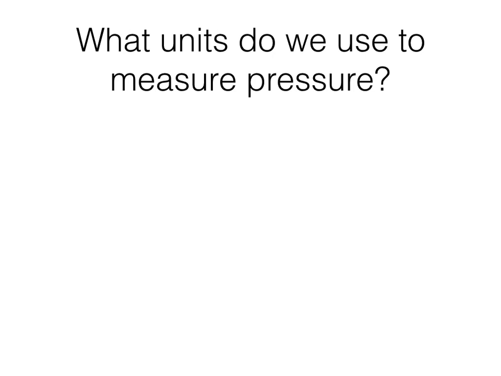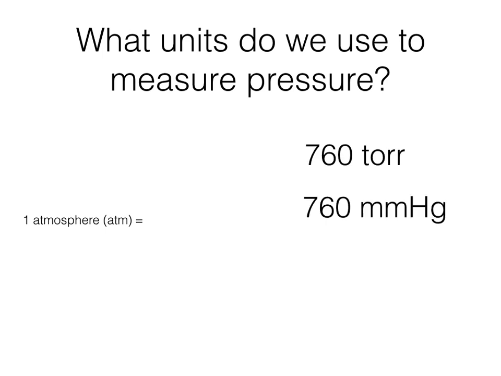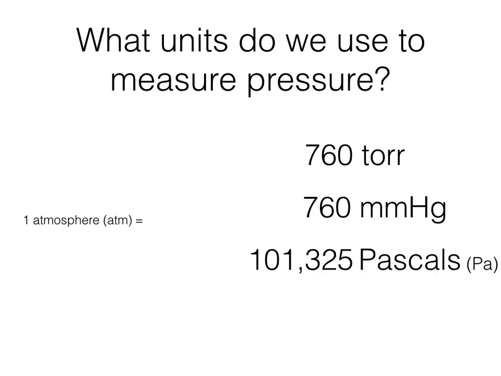We've got a couple of units to measure pressure. 1 atmosphere, the amount of pressure we are feeling right now, is equal to 760 torr, or 760 millimeters of mercury. So a torr is just another word for a millimeter of mercury. We have another measurement for that.